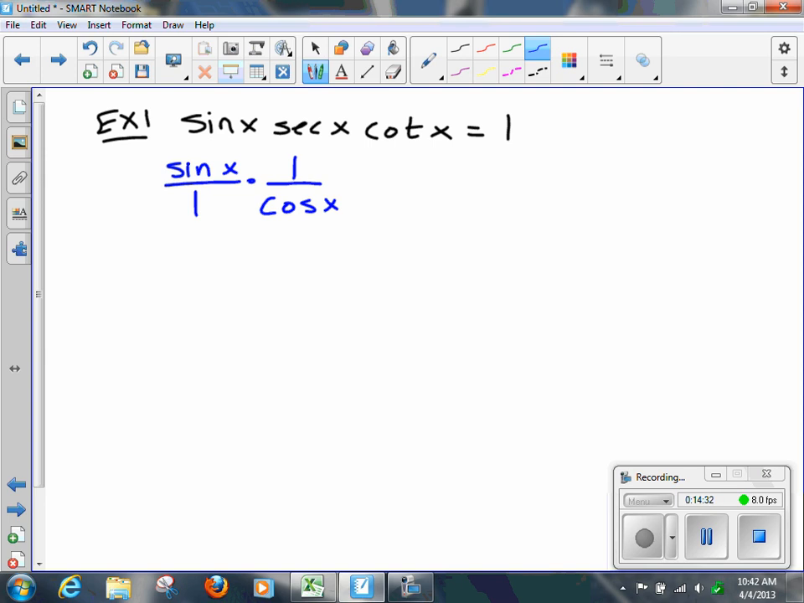I love lemon. Just keep feeding the teacher, she'll be happy. Cotangent x, oh, they're divine. There we go, thank you.